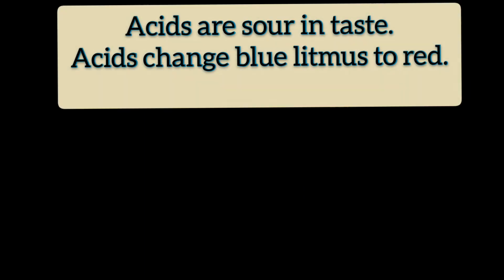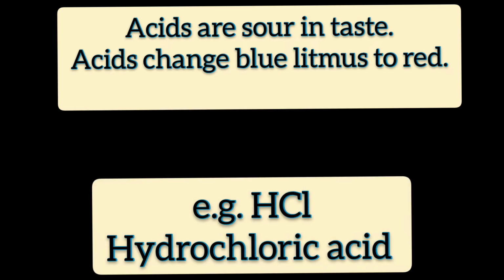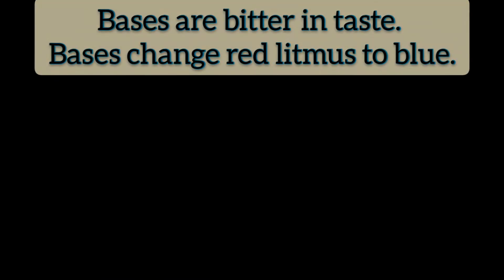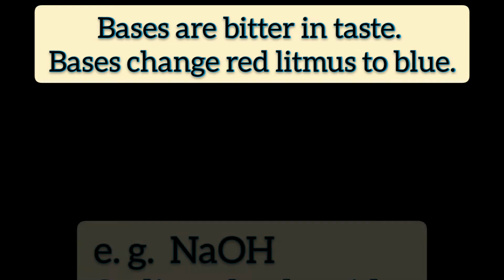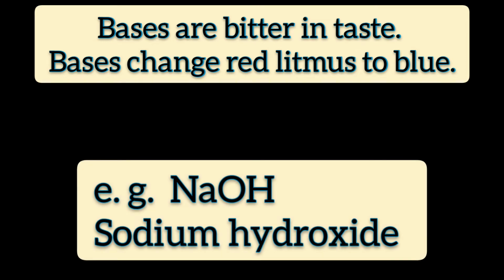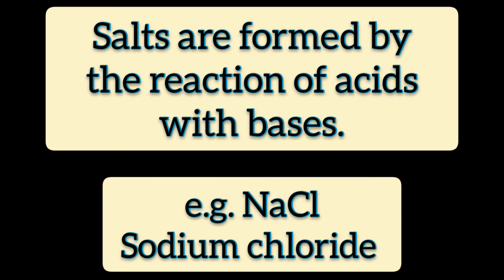Acids are the chemical substances which have a sour taste and they change the blue litmus to red. For example, HCl, that is hydrochloric acid. While bases are bitter in taste and these chemicals change red litmus to blue. For example, NaOH, that is sodium hydroxide. What about salts? Salts are chemical compounds formed by the reaction of acids with bases. For example, NaCl, that is sodium chloride.